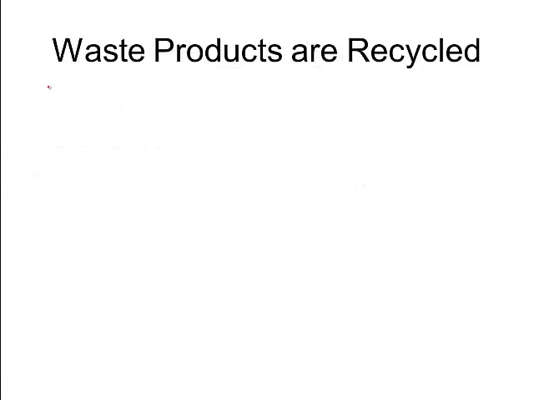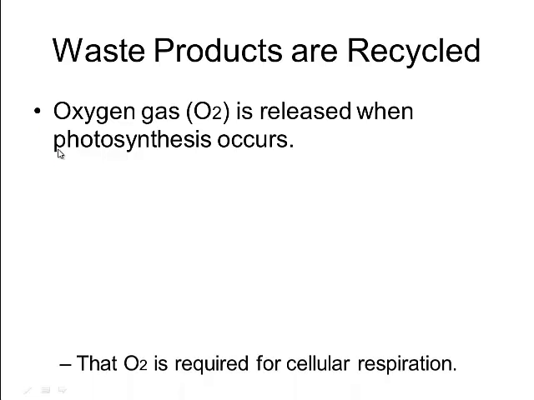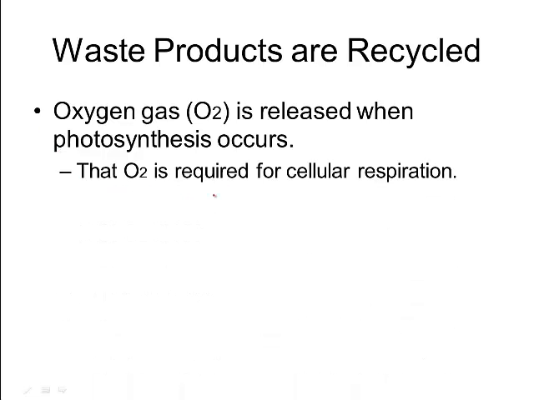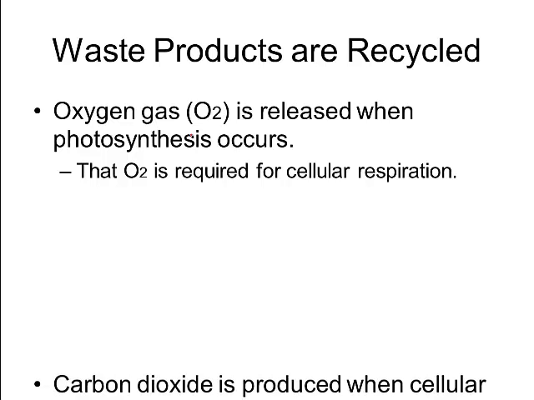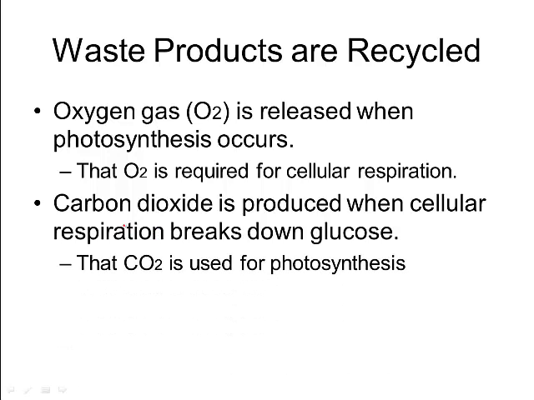Right. Waste products also get recycled during this whole process. The oxygen gas that gets released by photosynthesis, that's a waste of photosynthesis. That O2 that gets released is required for cellular respiration to happen efficiently. So the waste product that the plants are producing is actually being used during the process of cellular respiration. Same thing goes for the carbon dioxide. When we do cellular respiration and we break down that glucose, we're making carbon dioxide. Well, that carbon dioxide is what is needed in order for photosynthesis to happen so that you can make your glucose. So those waste products are getting cycled all the time.